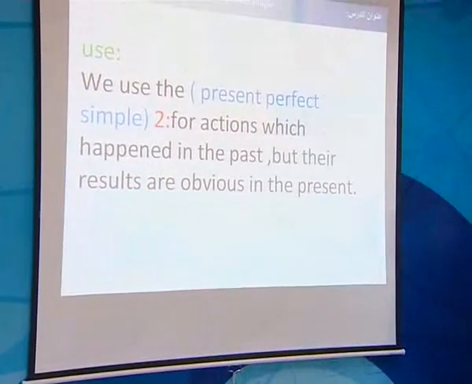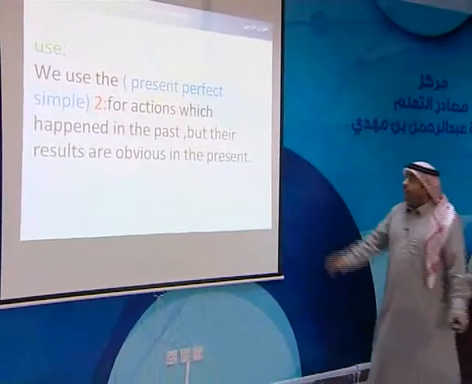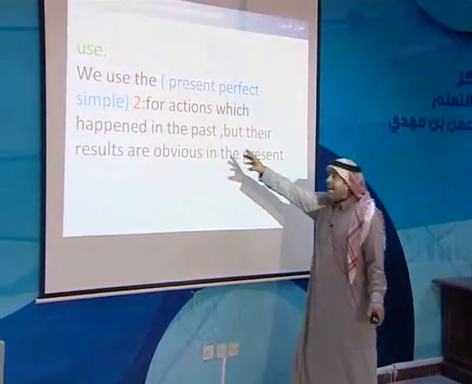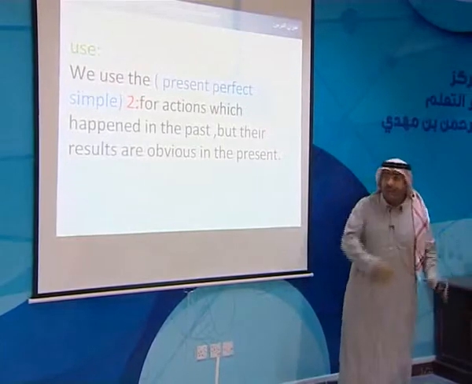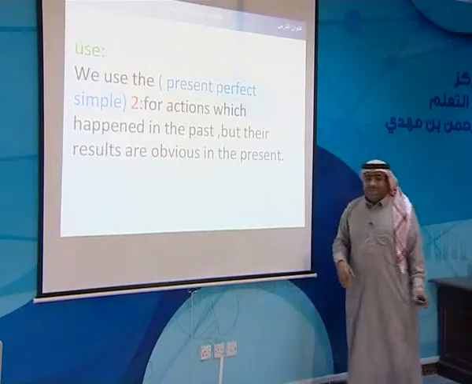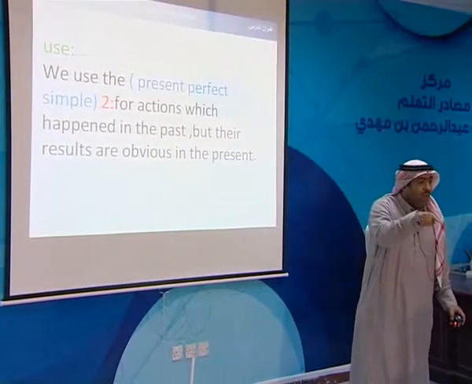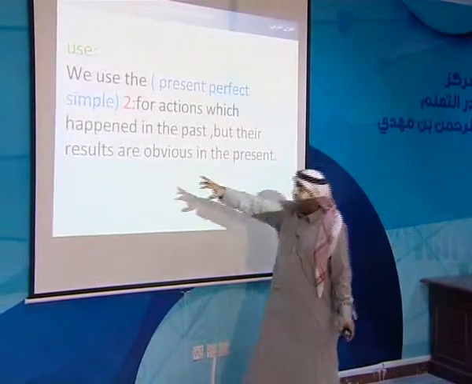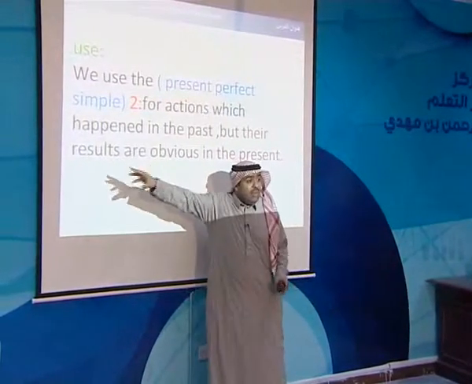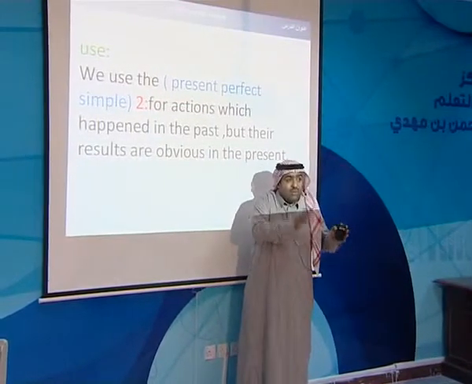Use number two. We use the present perfect simple for actions which happened in the past. Same thing. Action in the past. But their results are obvious in the present. Which means we can see the result right now. The result. You know the meaning of the result? Okay? Yeah. We can see the results now. The action in the past, but the result right now.